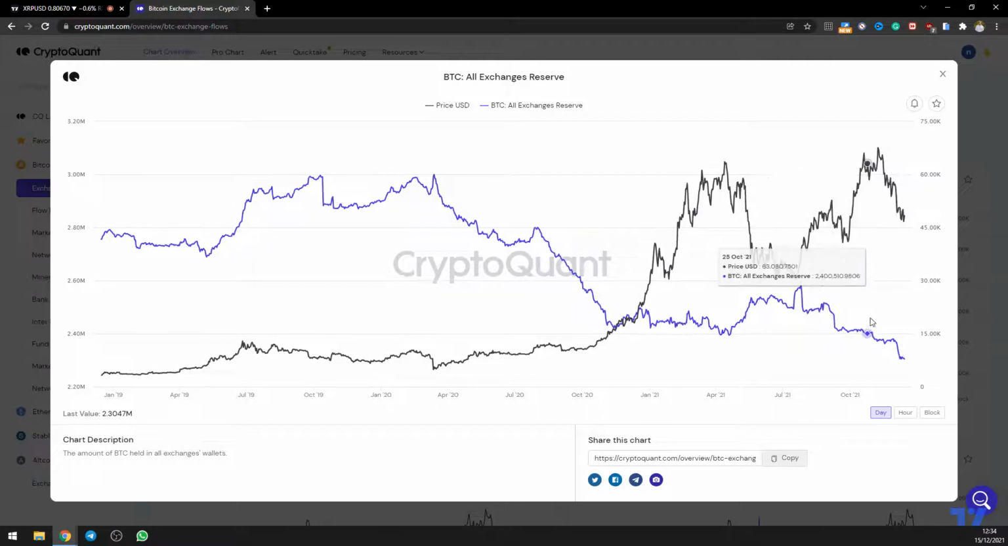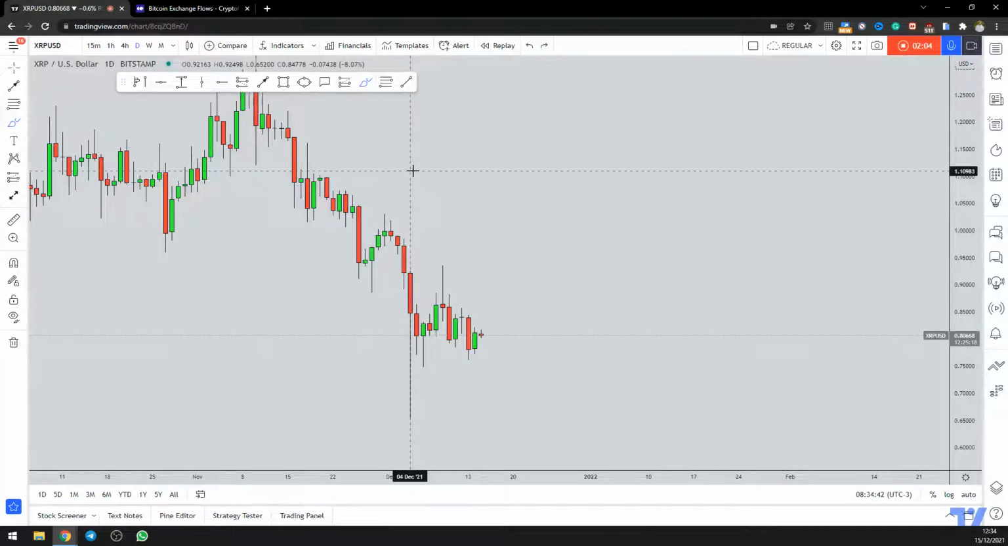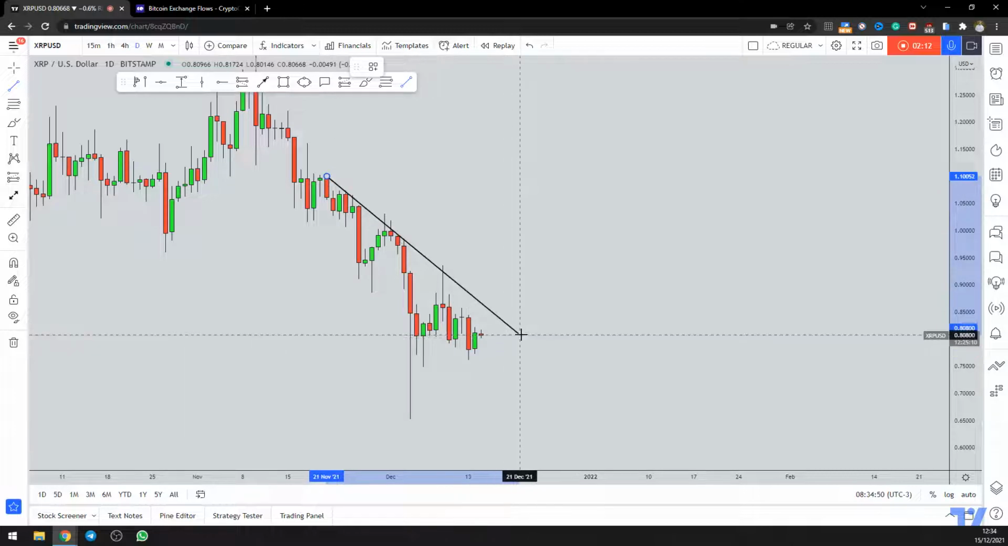We can see how on Bitcoin we just got new all-time lows for Bitcoins on exchanges, which means that all the selling pressure that we're getting during this move to the downside is getting completely absorbed by the market, and more Bitcoins are getting moved away from exchanges than the ones that are getting dumped on them. So clearly there is very strong demand, and a rejection higher for Bitcoin seems very likely, meaning that XRP should follow.